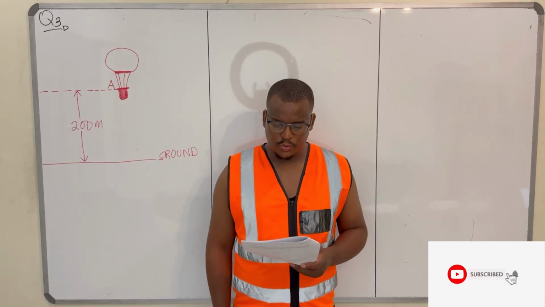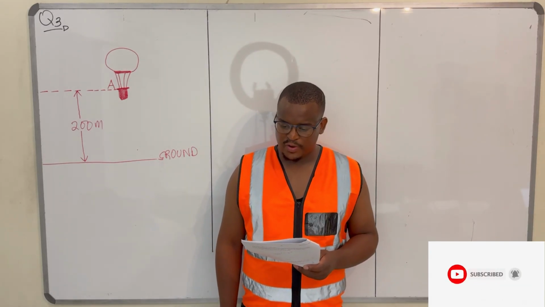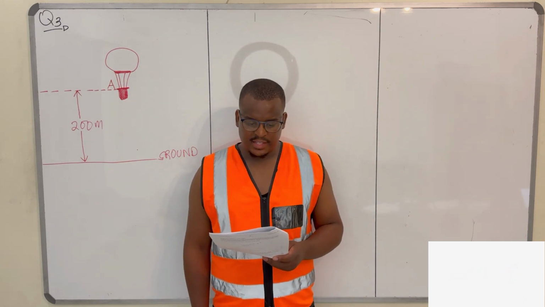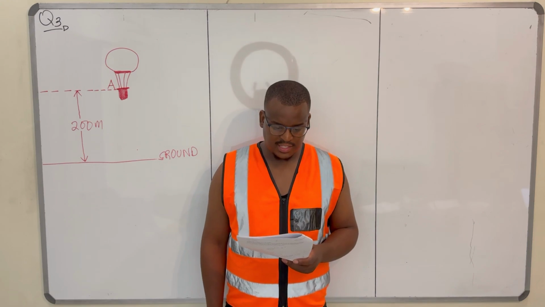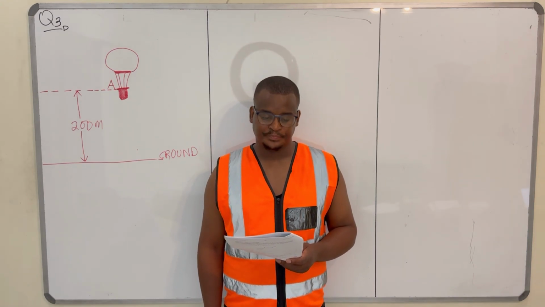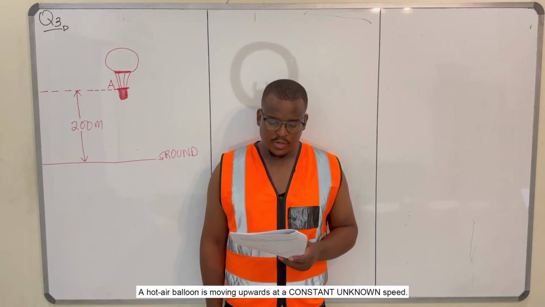So in this video we will be doing question 3 of the November 2021 question paper, Physical Sciences Paper 1. This is vertical projectile motion. I'll read the statement and then answer the questions that follow. So let's go. A hot air balloon is moving upwards at a constant unknown speed.